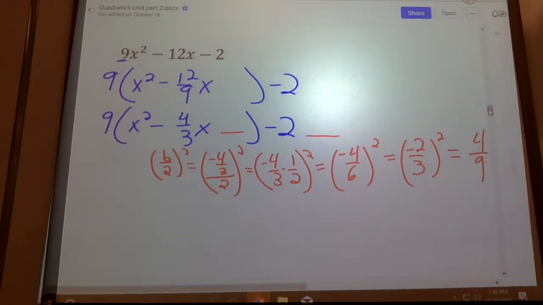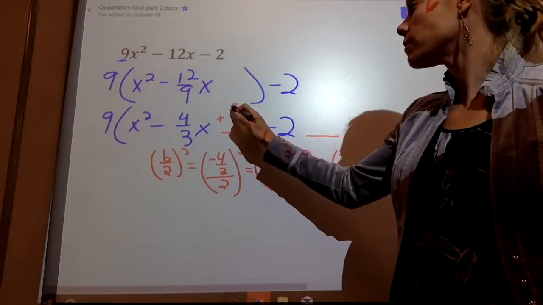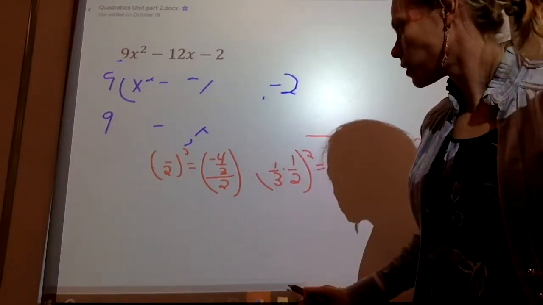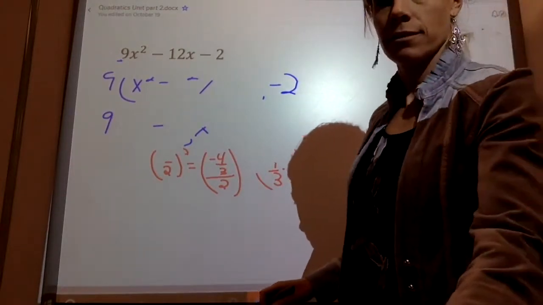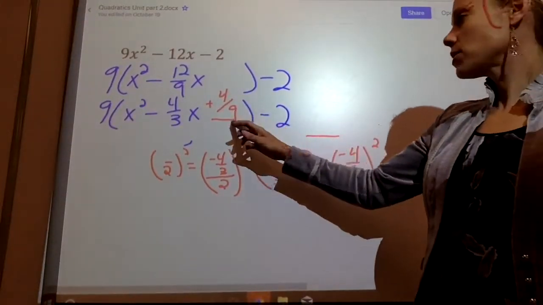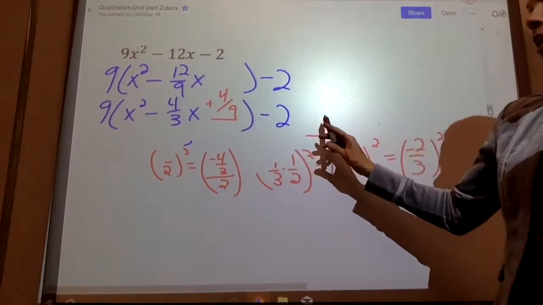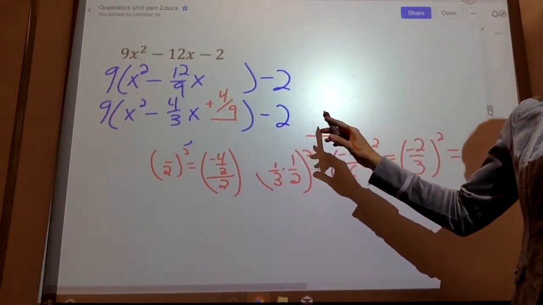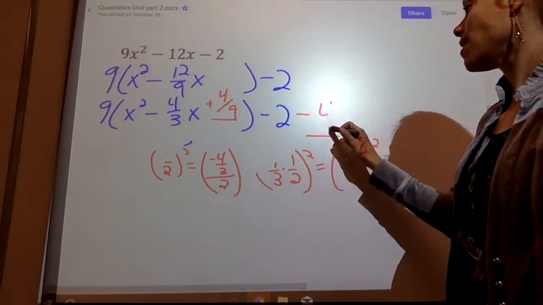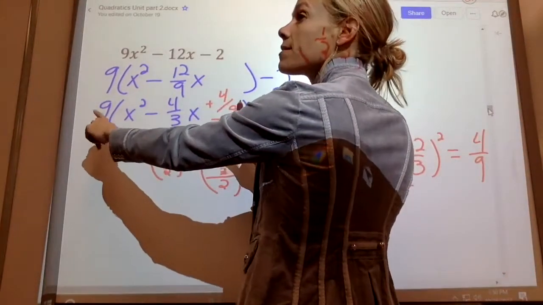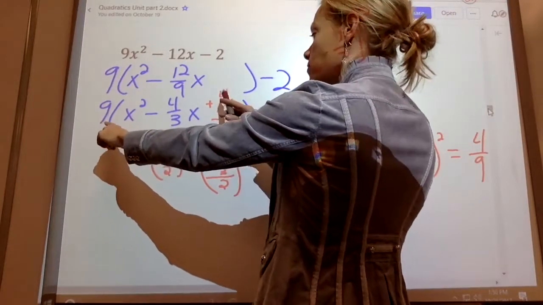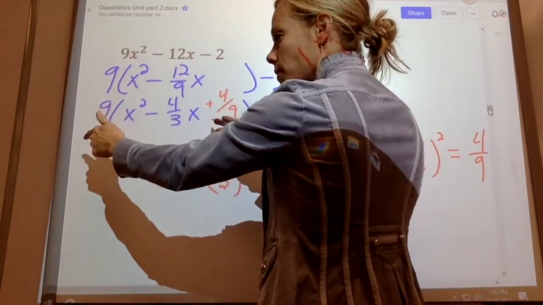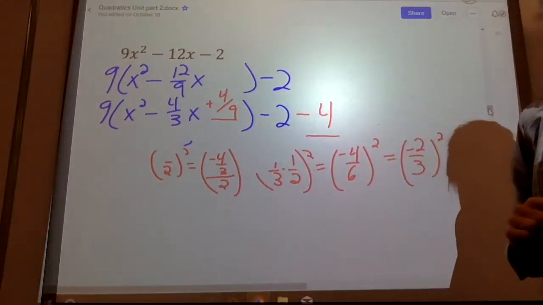Can we just do it on calculator? So I'm going to add 4 ninths here. Whoops, not 9/4, 4 ninths. So if I put a plus 4 ninths here, what am I going to subtract out here? 4, because 4 ninths times 9, the 9's cancel out, and I get plus 4. If I take 9 times 4 ninths, that's 4. I'm really adding 4. So I subtract 4.